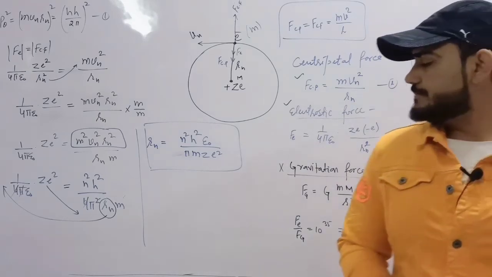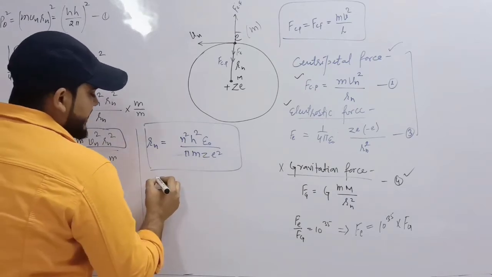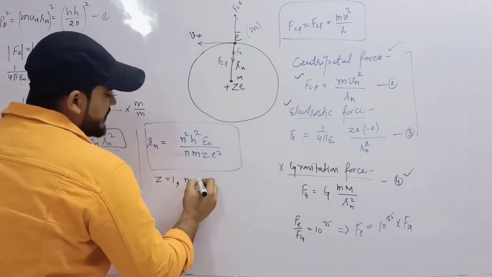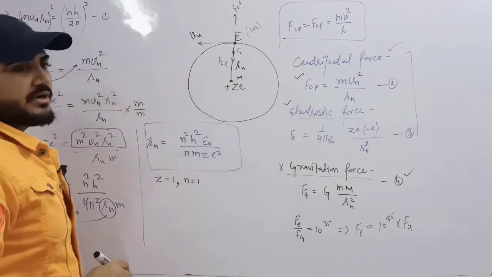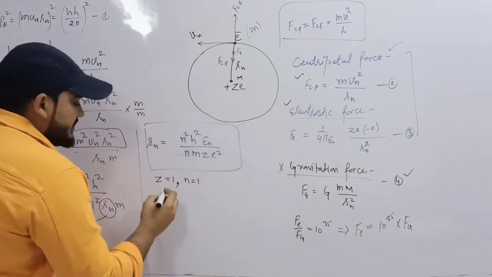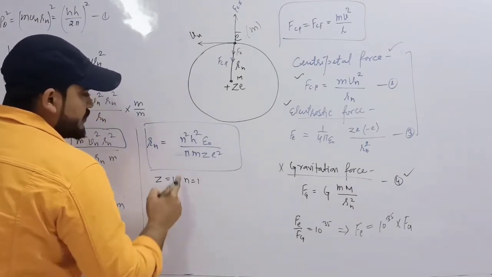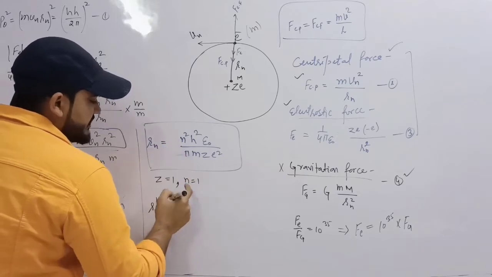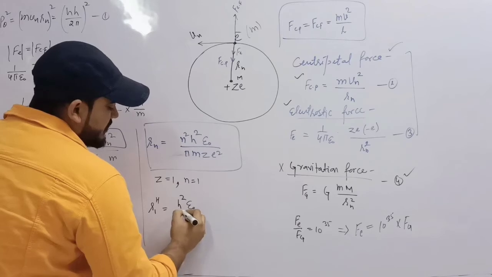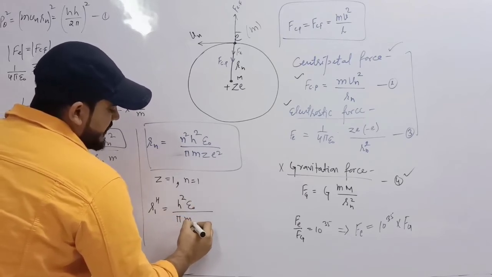Okay, if we are assuming that this z is taken as 1, that is for hydrogen atom, and this n is equals to 1, that is we are talking about the first orbit. Okay, that is the value of n is 1, that is this R1 for hydrogen H, this is equals to, what is the value of this n? This is 1, then n square 1 is 1, then h square epsilon naught divided by pi m e square.